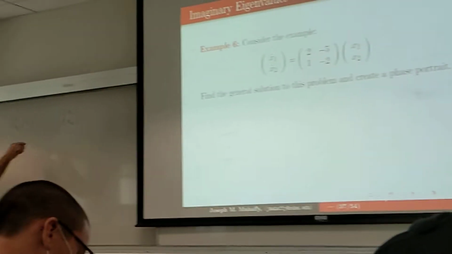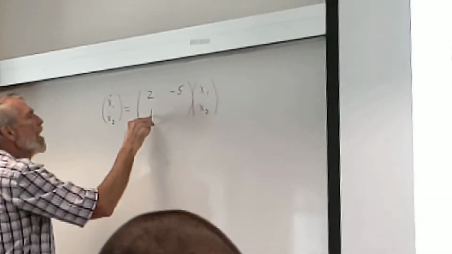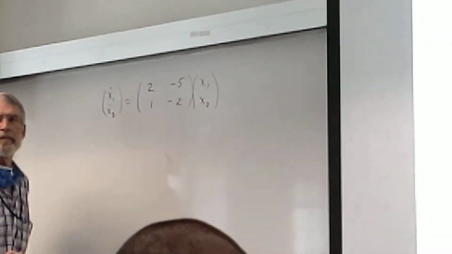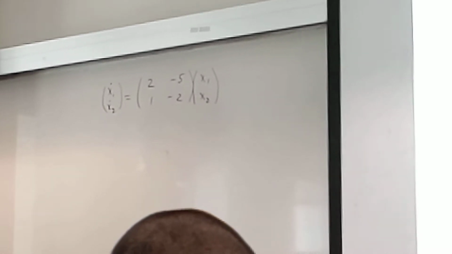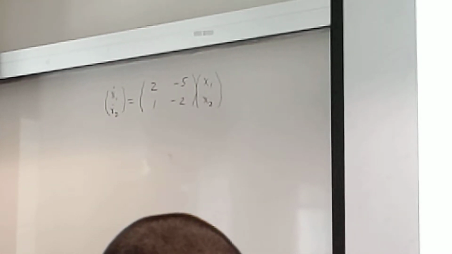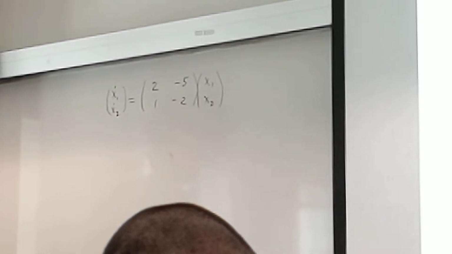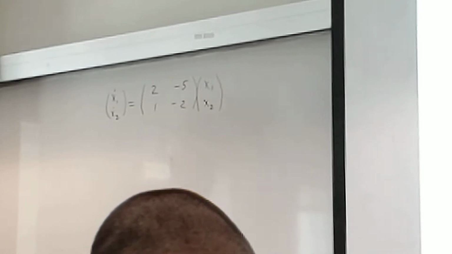So we're looking at the matrix 2, minus 5, 1, minus 2. All right? First of all, right away, is this going to be going clockwise or counterclockwise? It's going to go counterclockwise, assuming we've got complex. Since we're working complex, actually I expect it to be complex.